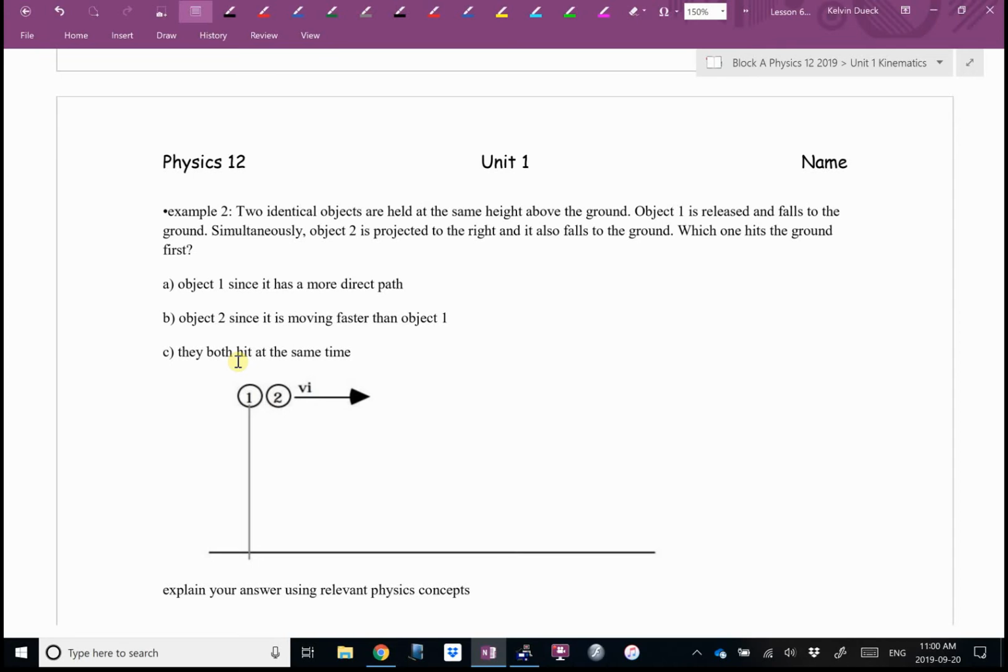Once again, we're going to vote. How high you hold your hand up is how sure you are of the answer, but you must vote. Who says A? Object 1 is going to hit the ground because it has shorter to travel. Who says B? Because object 2's got a bigger initial velocity. 1, 2, 3, 4, 5, 6. Always a late straggler. Who says C? They both hit at the same time. This is interesting. Lots. Put your pencils down, look up.